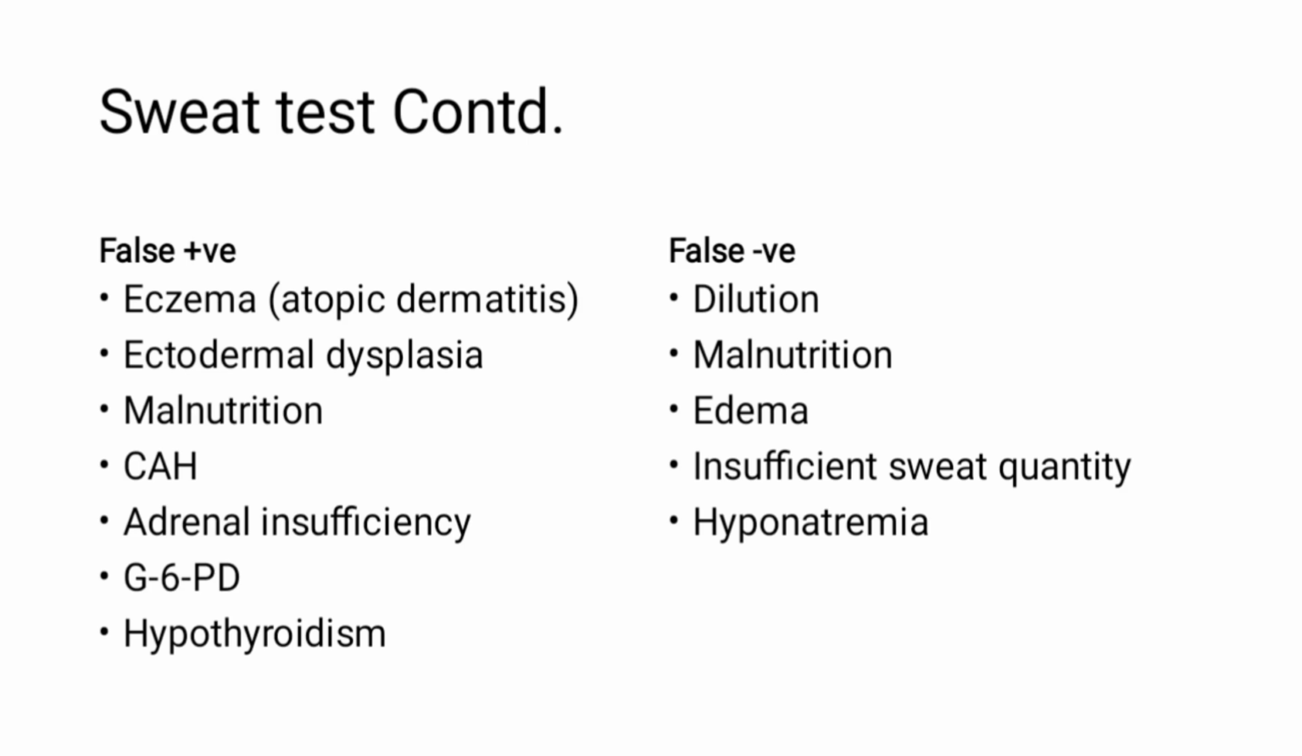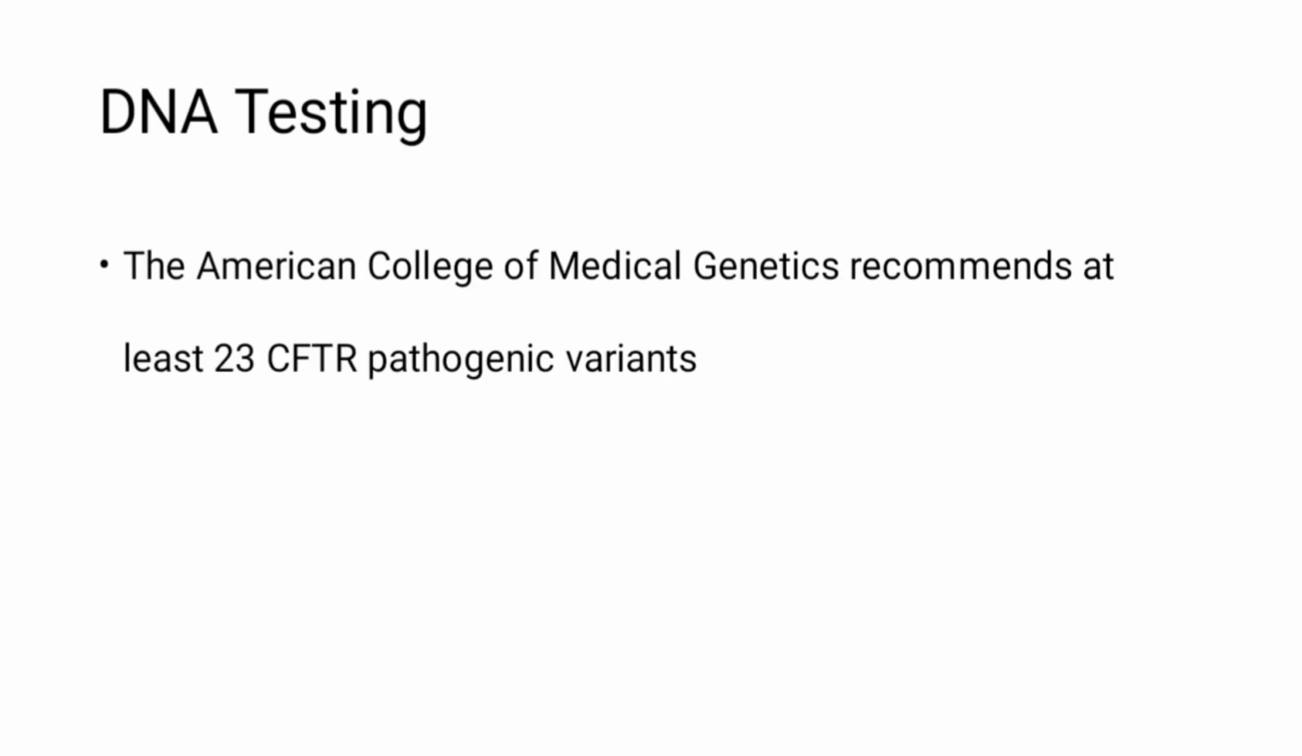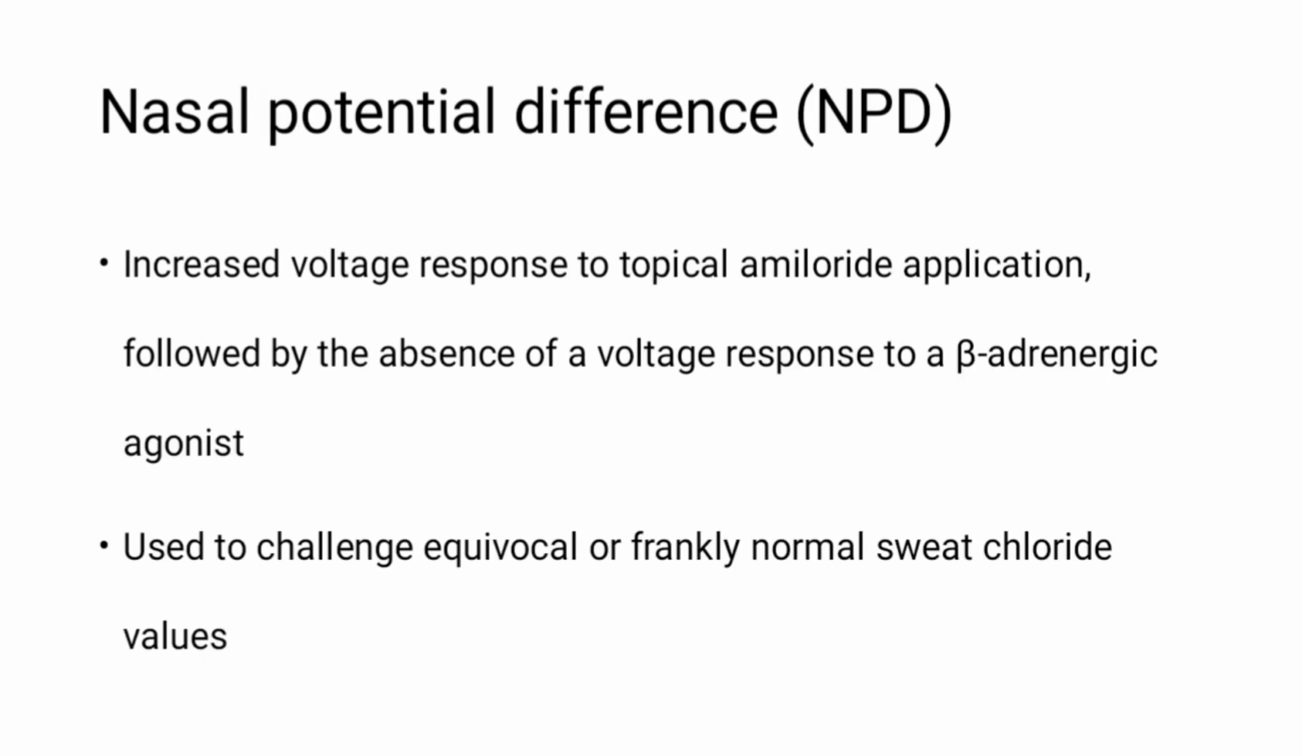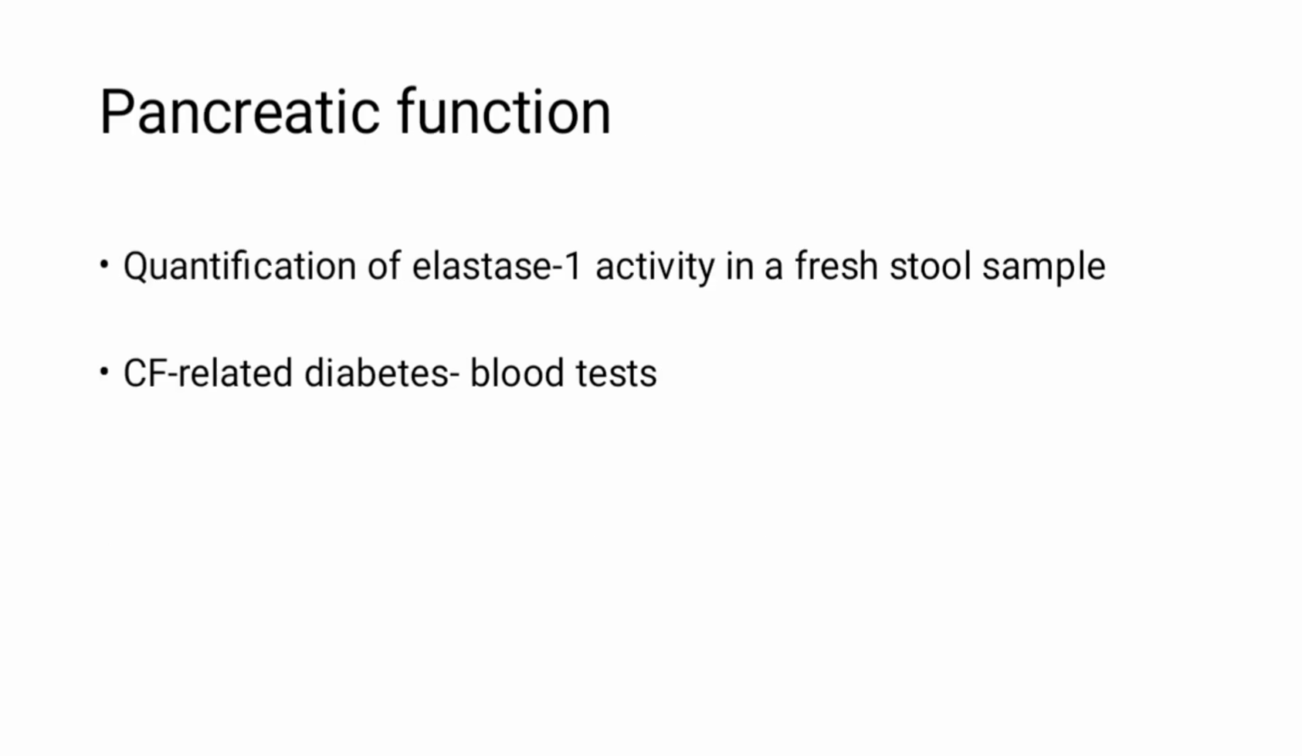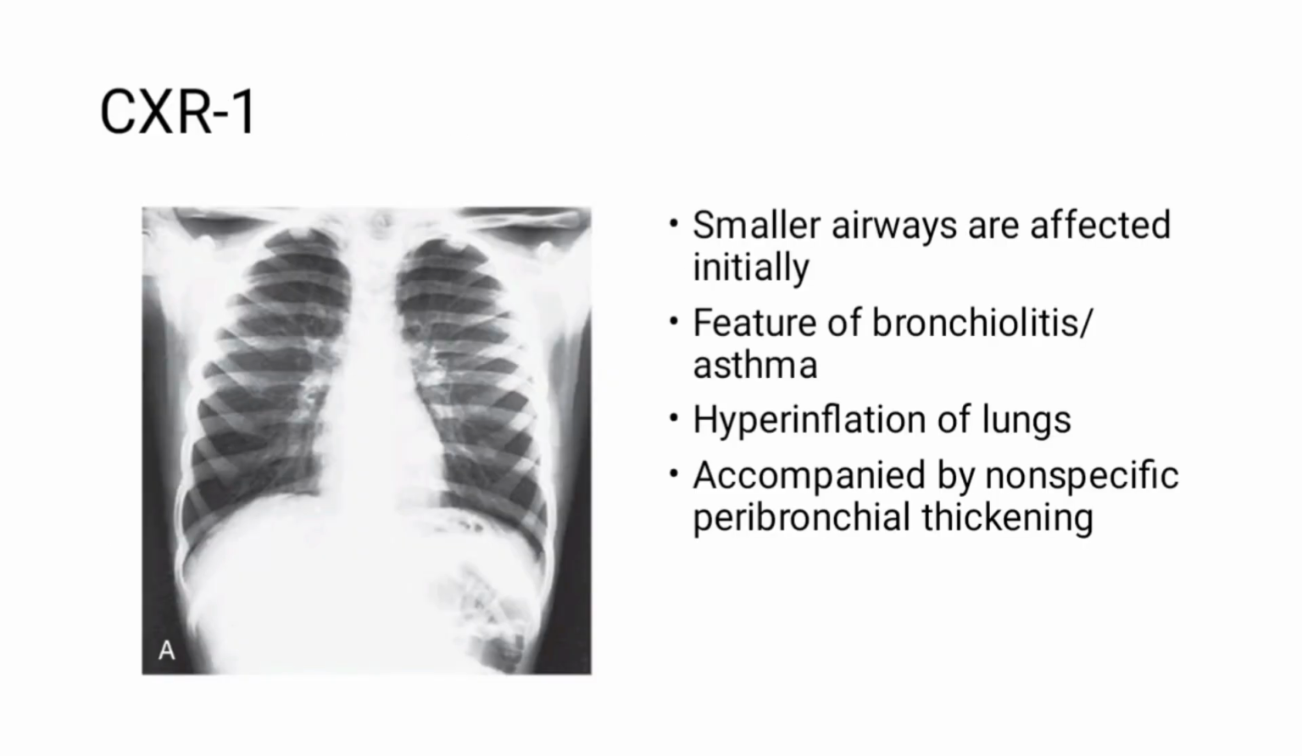One of the important things is malnutrition, which falls in both groups. DNA testing recommends at least 23 CFTR pathogenic variants. Nasal potential difference is included in the diagnostic criteria. Pancreatic function in indicated persons.